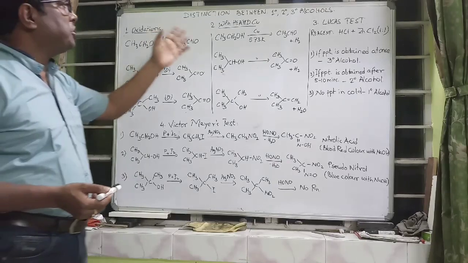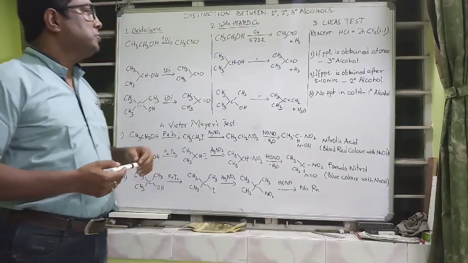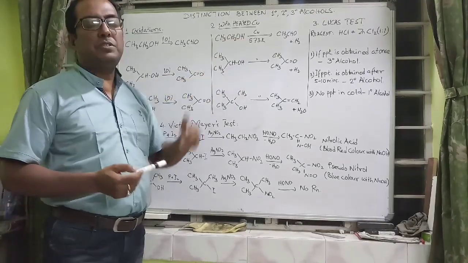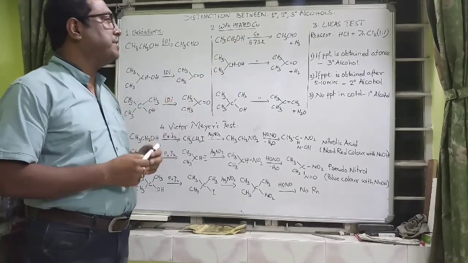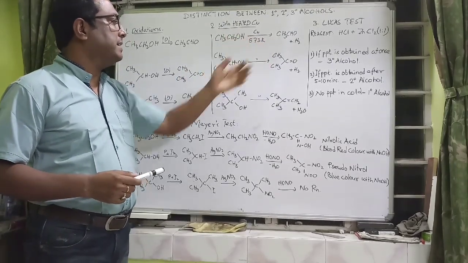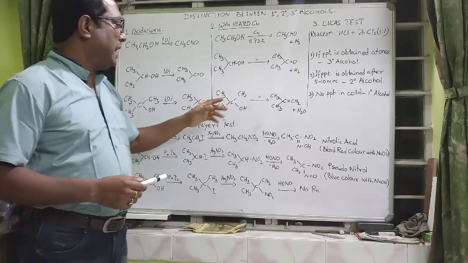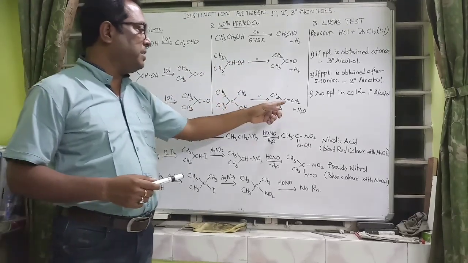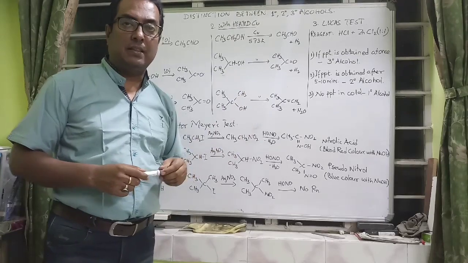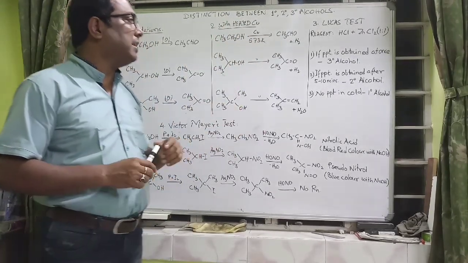Let us now switch on to the second part, that is with heated copper. So when we heat with copper around 300 degrees centigrade or 573 Kelvin, the primary alcohol is going to form acetaldehyde or an aldehyde. With secondary alcohol, it is going to form ketone, and tertiary alcohol is going to form an alkene. This is how we can differentiate the primary, secondary and tertiary alcohol.